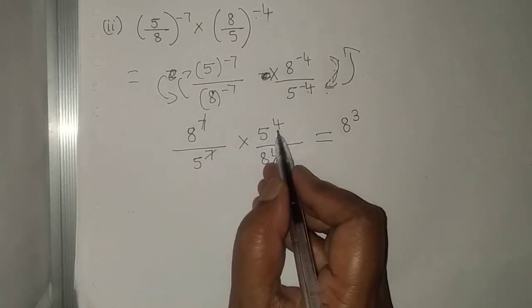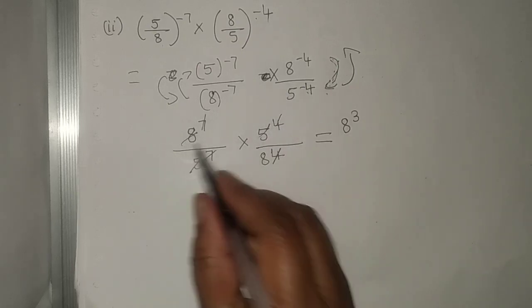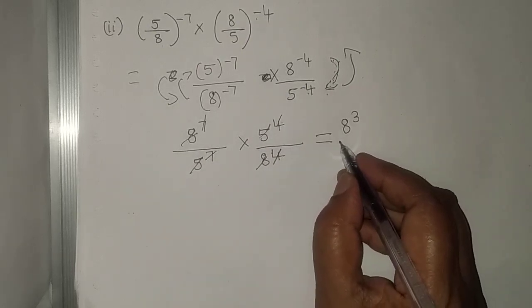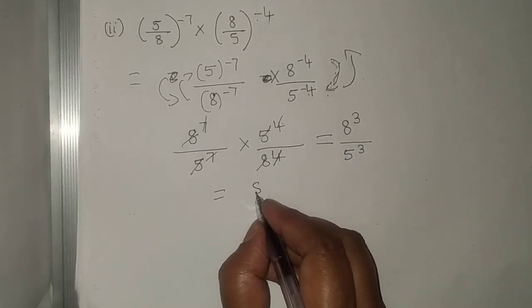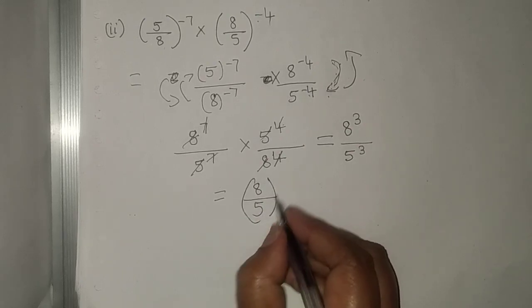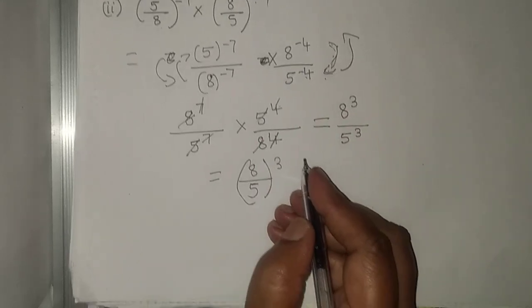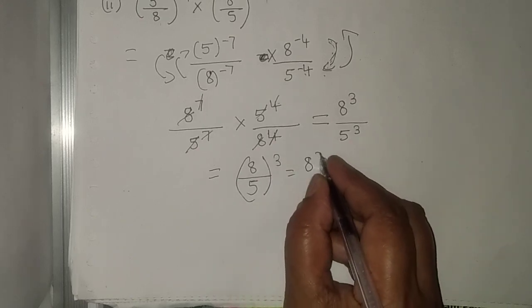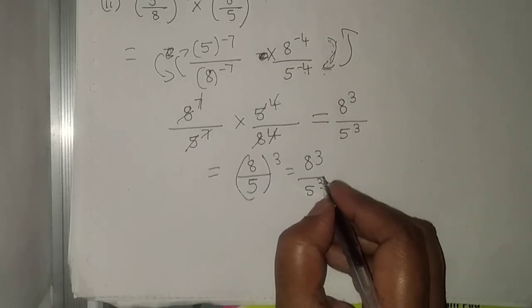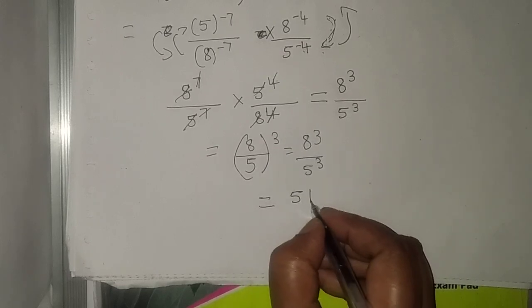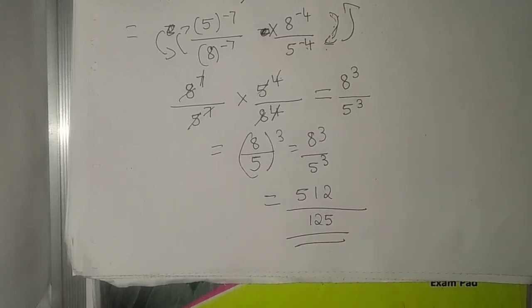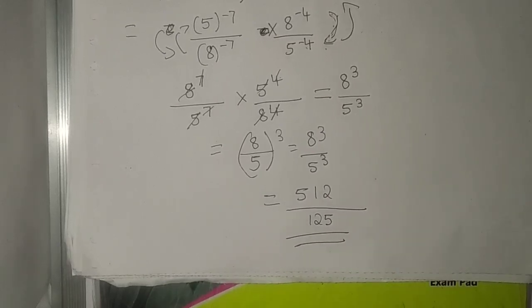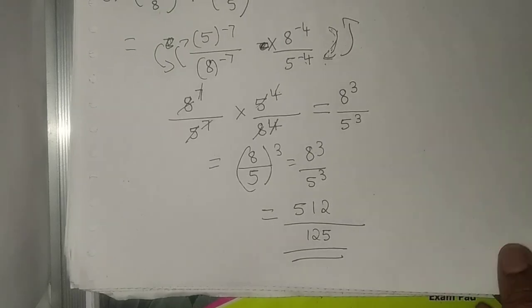Again here also 7 goes with 4, and what is remaining? 5 power 3. So we get (8/5) whole cube. You can write it like this or separately. This is also correct. What is 8 cube? 8 cube is 512 and 5 cube is 125. This is the answer. This completes the 6th one. We move on to the 7th one.